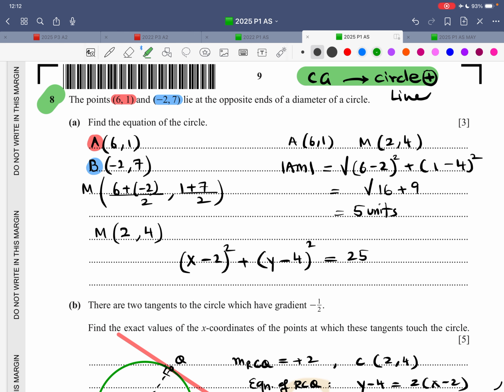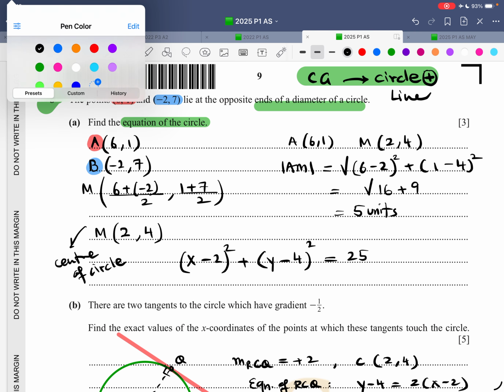They are the opposite ends of the diameter of a circle. Find the equation of a circle. A very, very traditional question. Find the midpoint of these two endpoints. That becomes the center of the circle. So let me label it over here, that is the center of the circle.